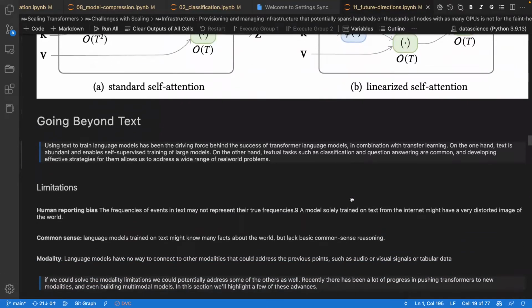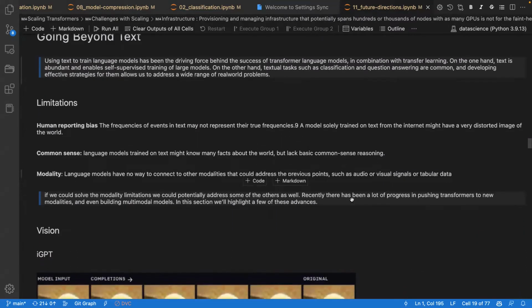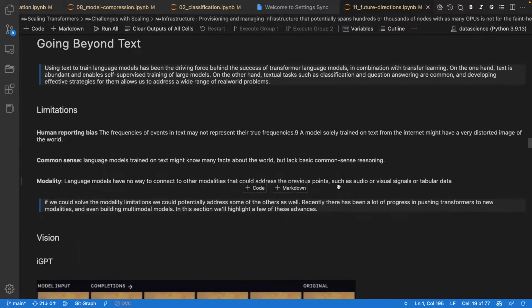All right, so they finally go into talking about going beyond text. For example, we have seen Transformers can do a good job for classification and question answering, but they said there are some limitations. Some examples are human bias.